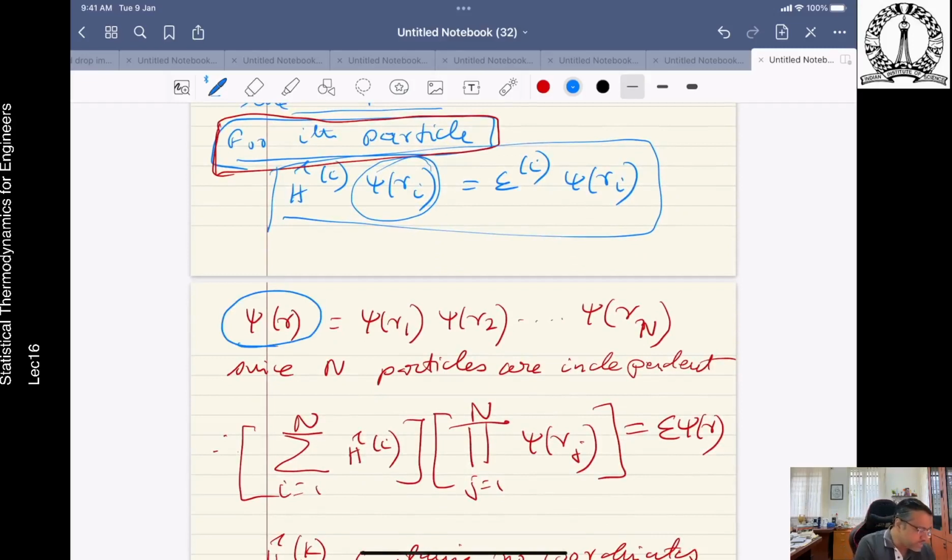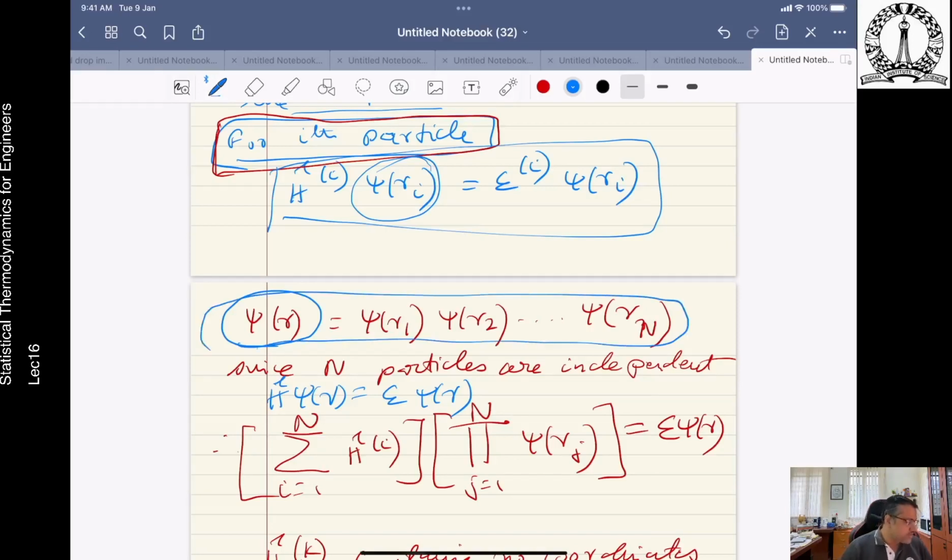Therefore it must satisfy H psi r equal to this expression. So the overall wave function should satisfy this particular expression. For independent particles, the wave function becomes something like that, because it's a multiplicative of multiple particles. So the single particle wave functions are written as psi r1, r2, and r3.